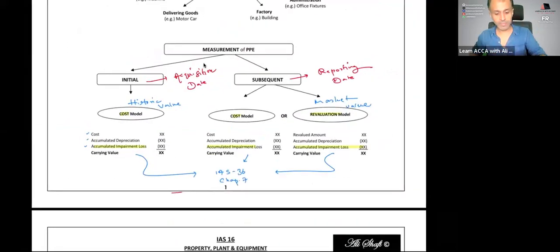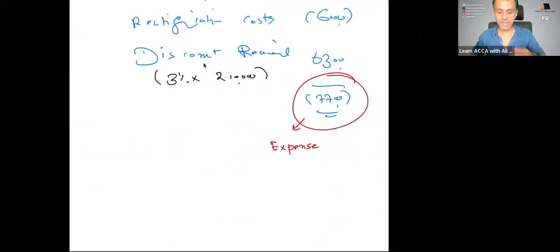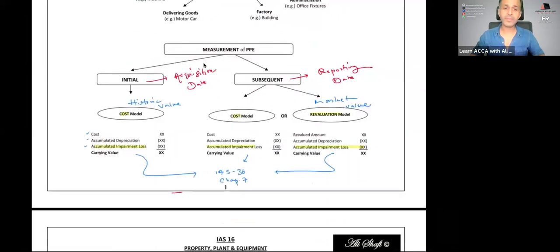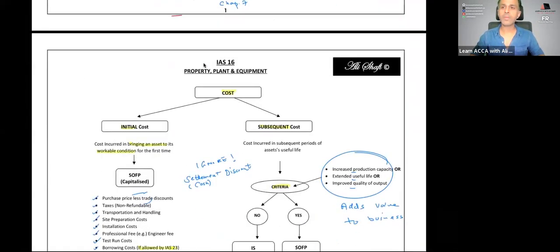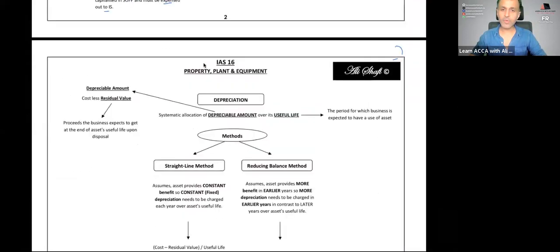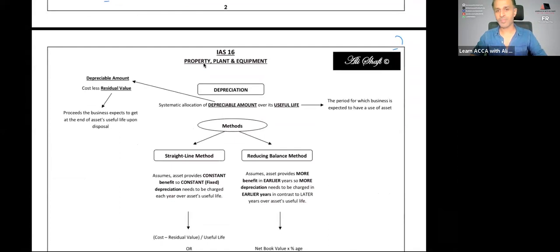Have you in the past learned this standard the way that we are learning? You will definitely see the difference. This will allow us to finally step into the next component of the cost model, the depreciation.